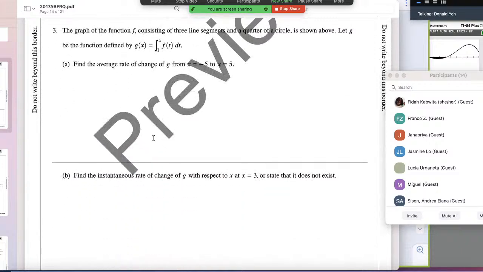So they say find the instantaneous rate of change of g with respect to x. So you just have to write down g prime of 3 is equal to f of 3. Do you guys understand that part? Yeah.